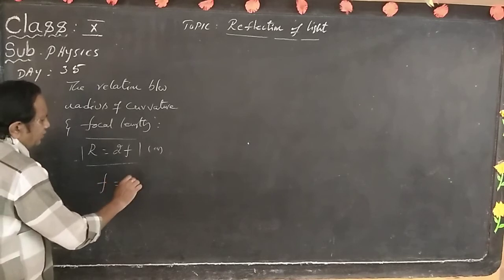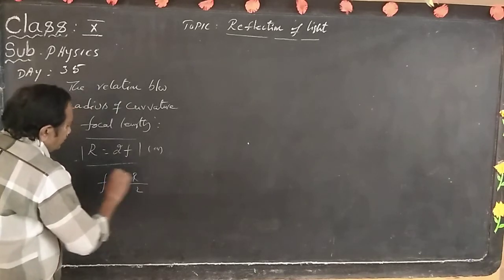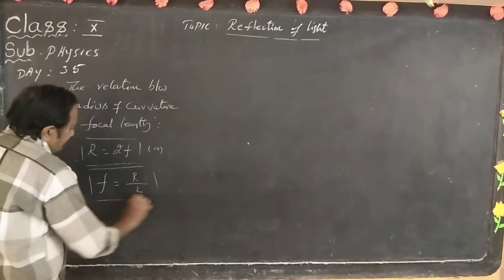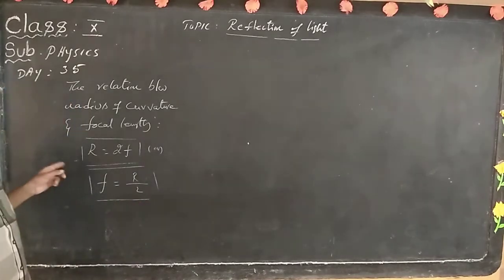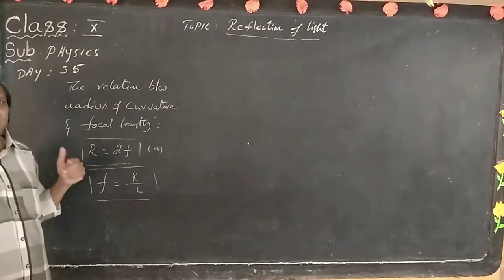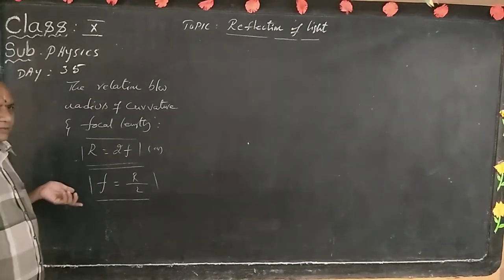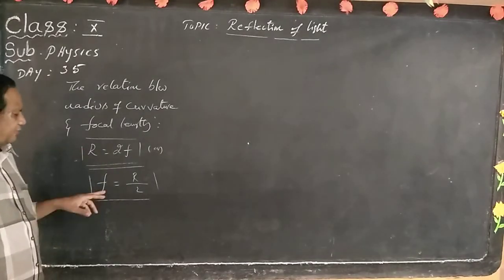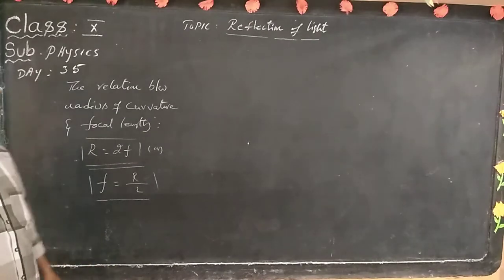Or otherwise, if the radius of curvature is known, the focal length is f is equal to R by 2. In these two relations, we have to find either the focal length or the radius of curvature. So R is equal to 2f, or f is equal to R by 2.